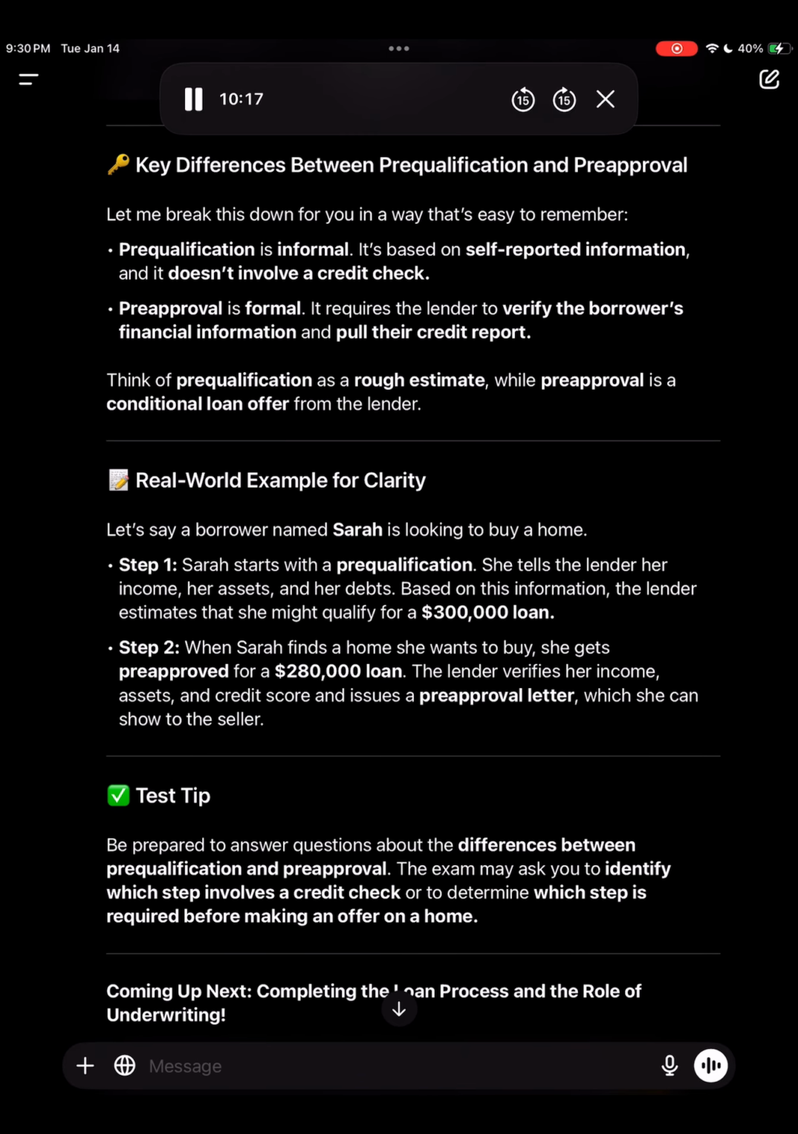The exam may ask you to identify which step involves a credit check or to determine which step is required before making an offer on a home. Coming up next, completing the loan process and the role of underwriting.